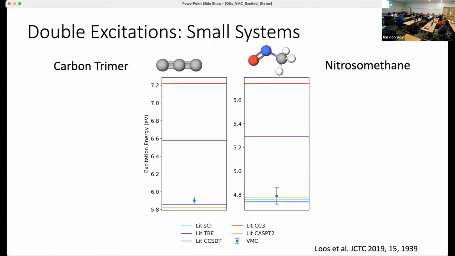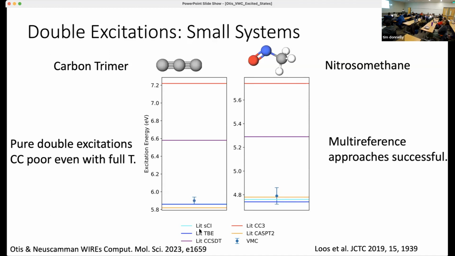But if you look at more challenging categories of excited states like double excitations, these are a situation where you can get good answers from selected CI, but with coupled cluster theory, even if you go to the expense of full triples in the purple, you can still be off by half an eV or so in your excitation energy. And it's even worse with more approximate forms of coupled cluster. In contrast, the multi-reference quantum chemistry approaches like CASPT2 are quite successful here. That accuracy we share with the VMC framework.